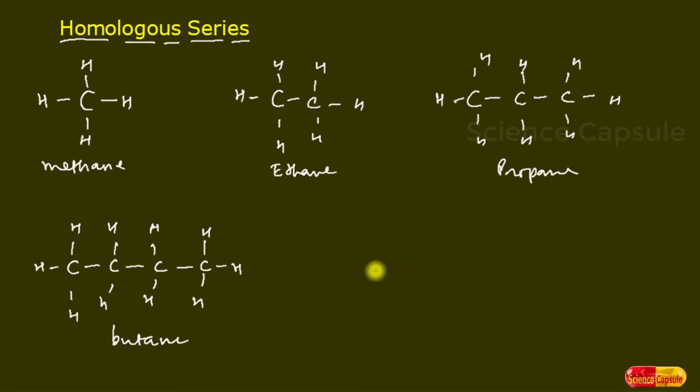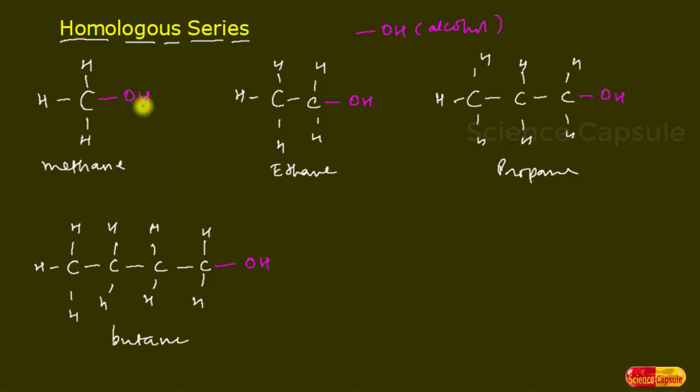This is butane. Suppose a functional group called alcohol replaces one of the hydrogen atoms in each series of the hydrocarbon, then what will happen? Here in place of hydrogen we will have OH. Here the same functional group replaces a hydrogen from each of the higher members of hydrocarbon, then the structures will look like this.